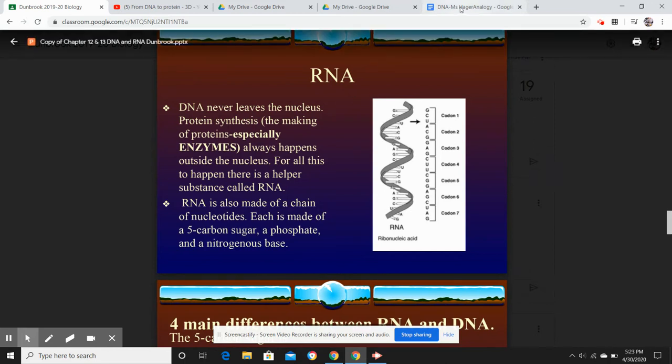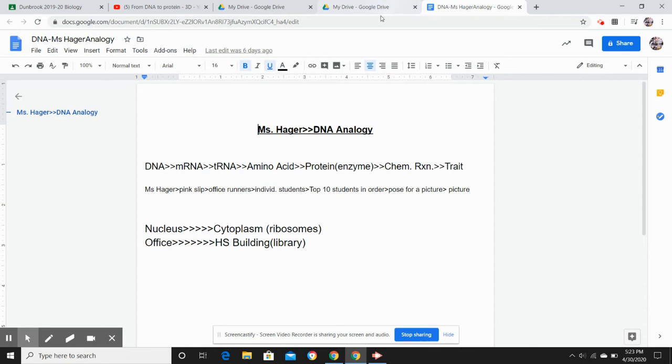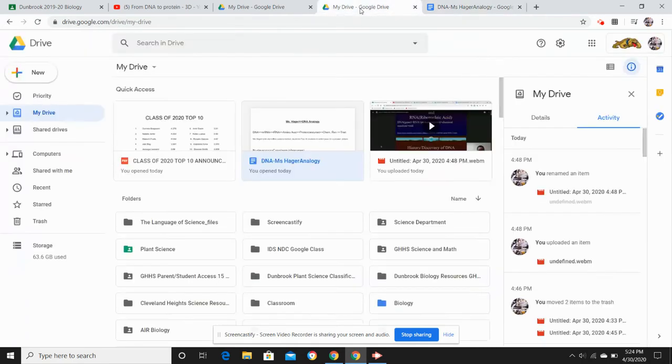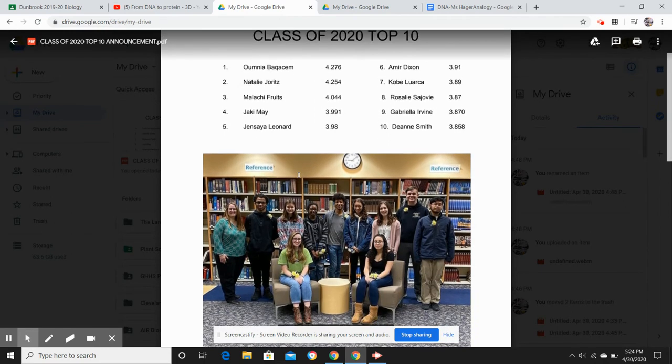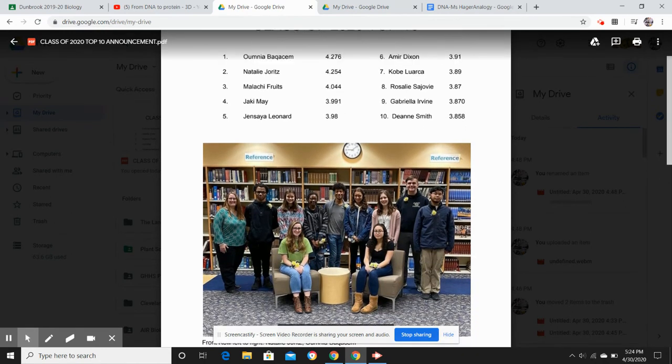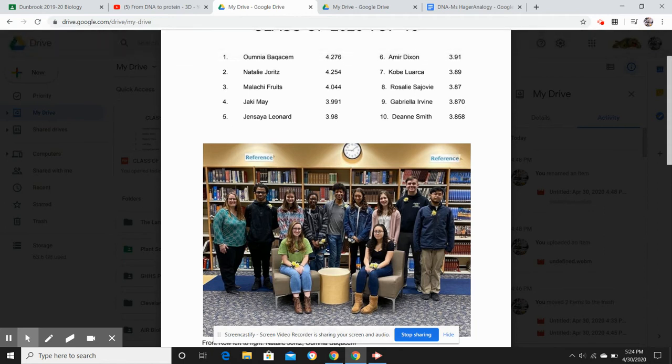I will remind you of this analogy that we had. Firstly, looking at the top 10 picture, if you remember this. We're going to compare this top 10 picture to a final product that we want to make. We want a top 10 picture of the kids of the graduating class of 2020, the top 10ers.